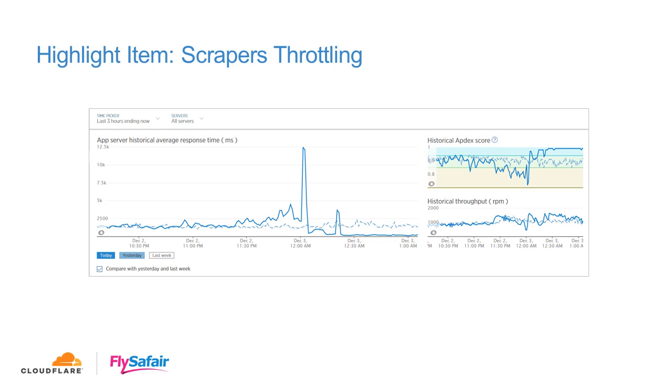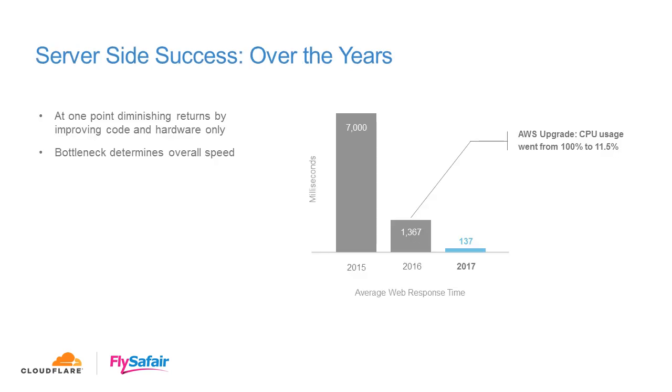But as you can see on the graph, our app server historical response time drastically dropped after the release. And it really improved the throughput on the site, the APDEX scores, everything else. And that was just an example of how we continuously look at that. We also look at more holistic views to improve the website performance.